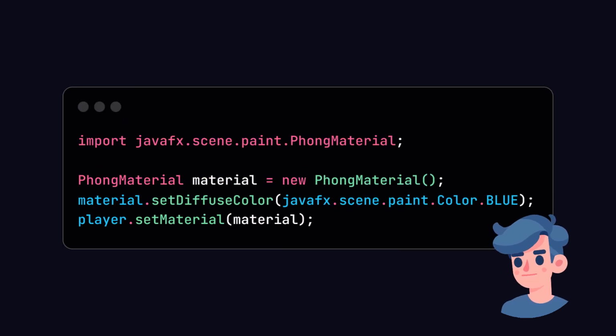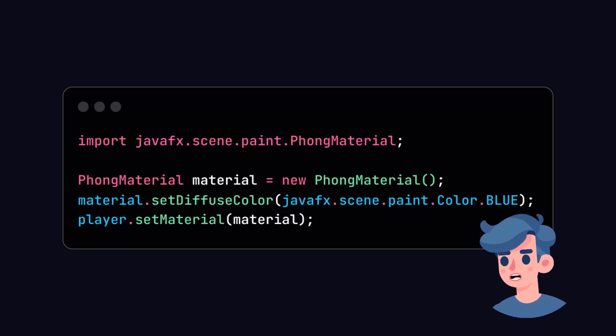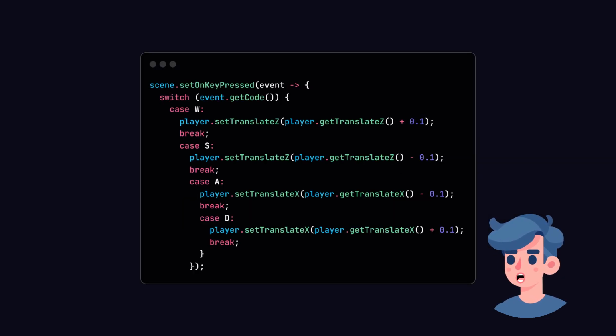To ensure that our player's sphere is visible, we should also set material properties for it. Let's create a PhongMaterial and attach it to the sphere. Next, we want to allow our sphere to be controlled by the keyboard. We'll set up event handlers for key presses using the setOnKeyPressed method. For our example, we'll allow movement along the X and Z axis.